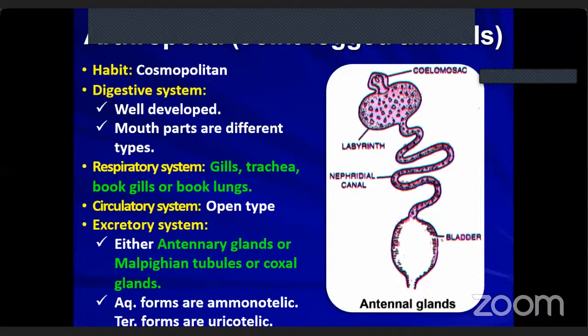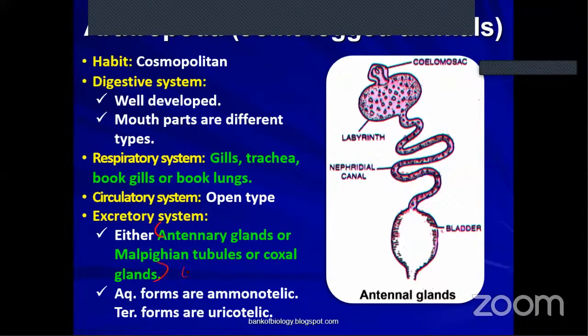Circulatory system is open. That means blood will flow through sinuses. Remember this. Then excretory system. Excretory system is either by antennary glands or by malpighian tubules or coxal glands. This is very important, students. Remember this part. It's important. Usually excretory organs are given much importance.